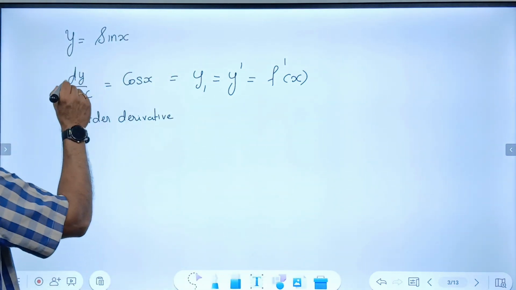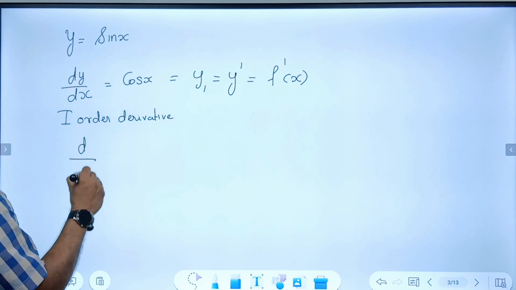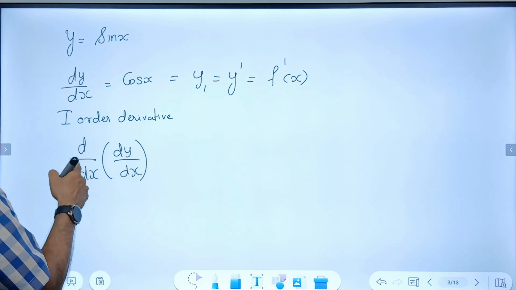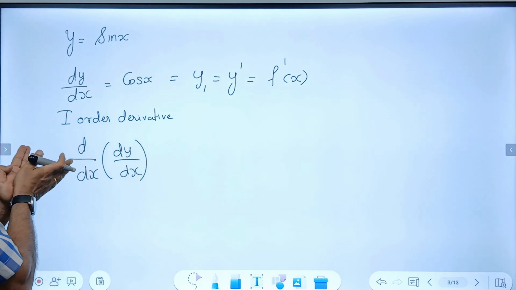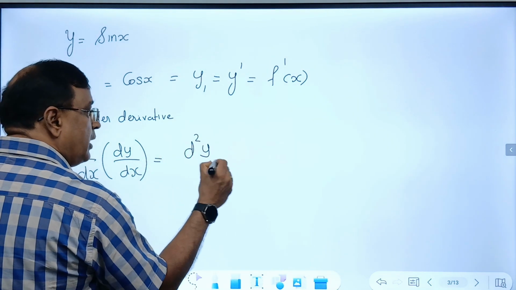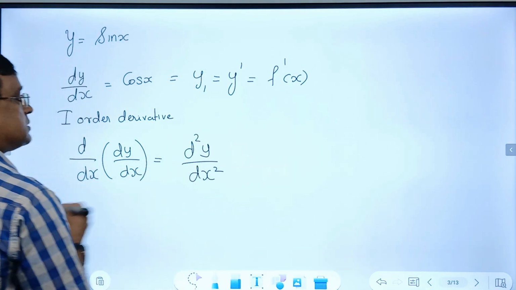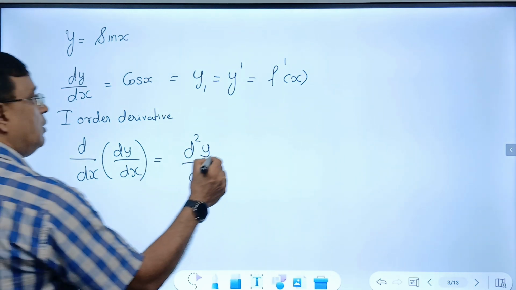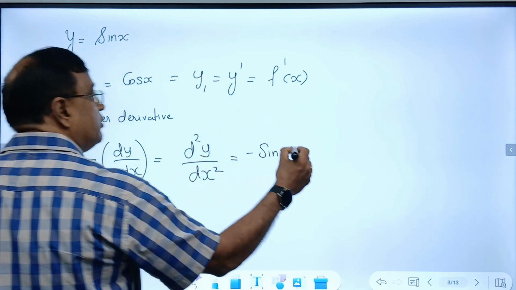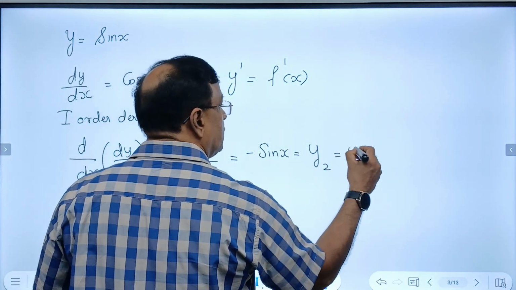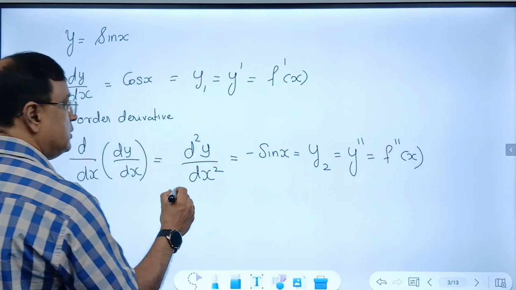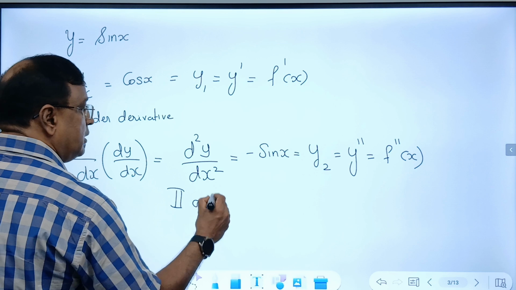Now if I differentiate a second time, that is d by dx of dy by dx. You know, d by dx is the differential operator. So when you operate the differential operator a second time on dy by dx, I will get d square y by dx square, which in this case is minus sin x. And it is generally denoted as y2. You can also write it as y double dash, or f double dash of x. So this is called second order derivative.